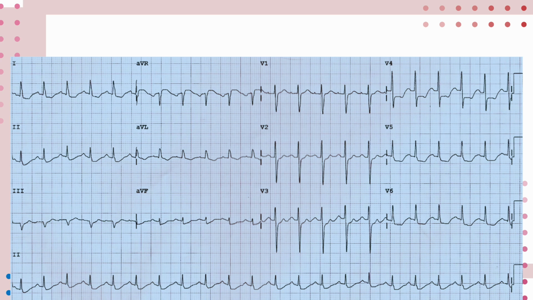The intervals, the PR interval here, the PR interval is looking at about, I'm trying to zoom in and count how many small squares.